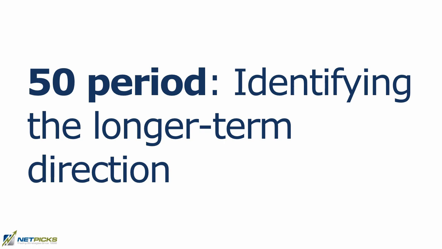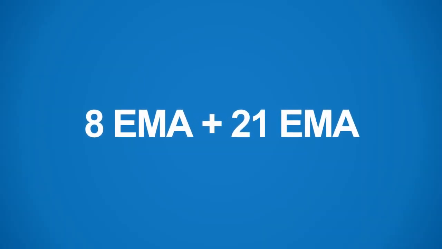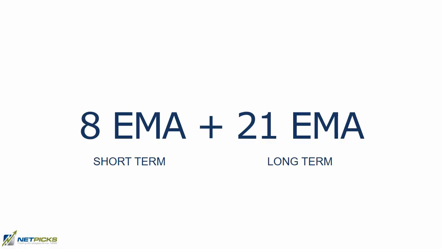But look, don't get too bogged down in the exact setting. If you use an 18 period or a 22 period, it's not a whole lot different than just using a simple 20 period. Now, the 8 EMA and a 21 EMA, these are probably 2 of the more popular settings that are used. The 8 EMA is shorter term, 21 EMA, longer term. And you can use these 2 together to help identify trends and generate your signals.